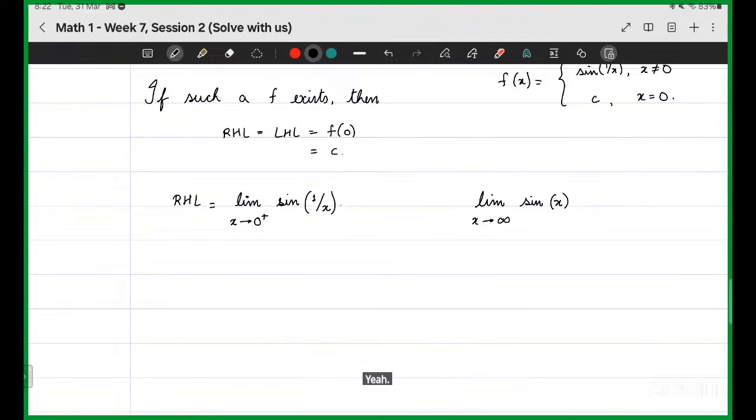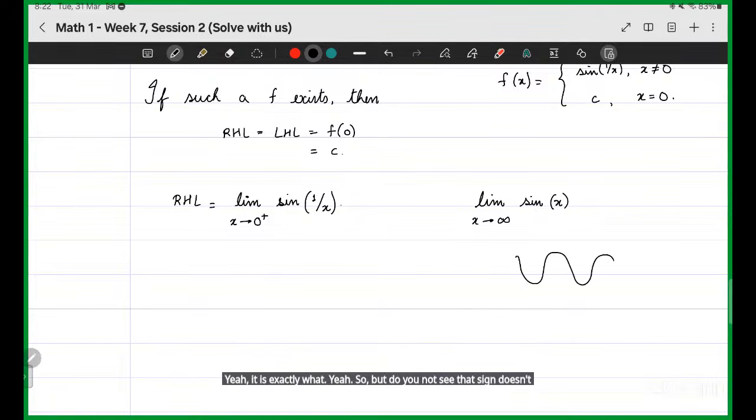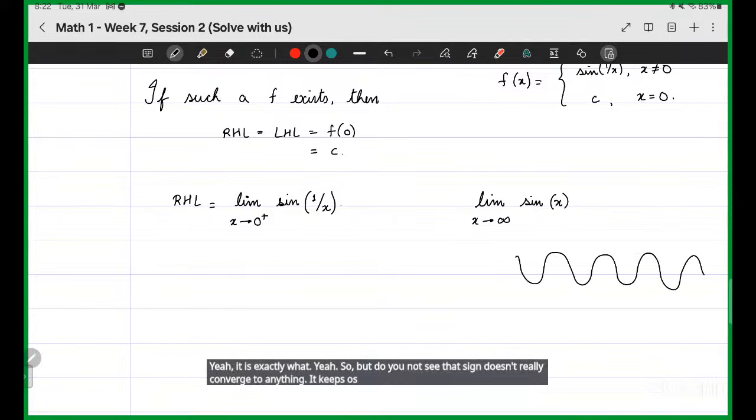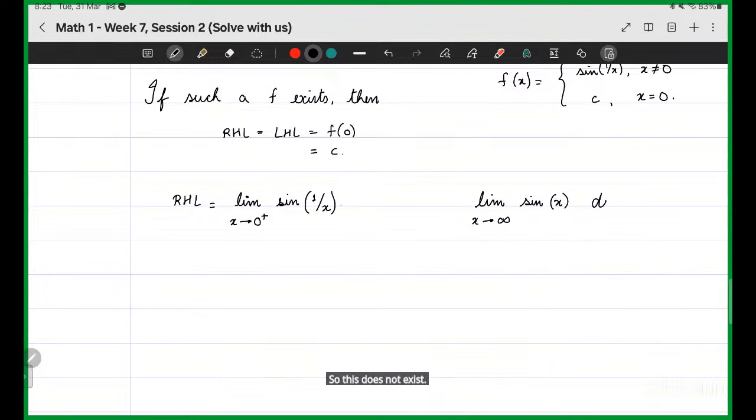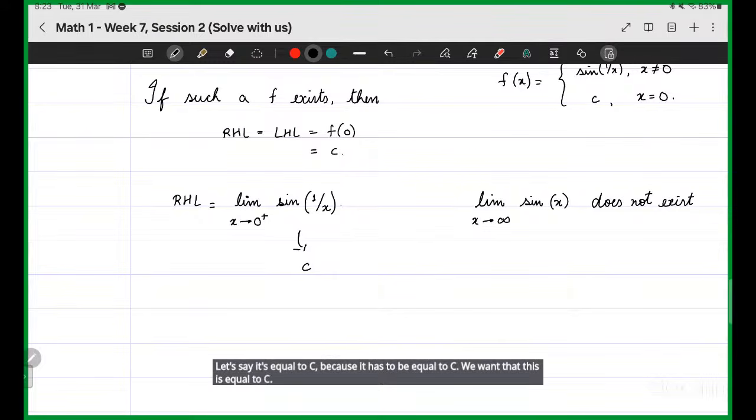It is exactly equal. But do you not see that sine doesn't really converge to anything? It keeps oscillating, right? So this does not exist. If this limit is equal to something, let's say it's equal to c, because we want that this is equal to c, some fixed real number c.